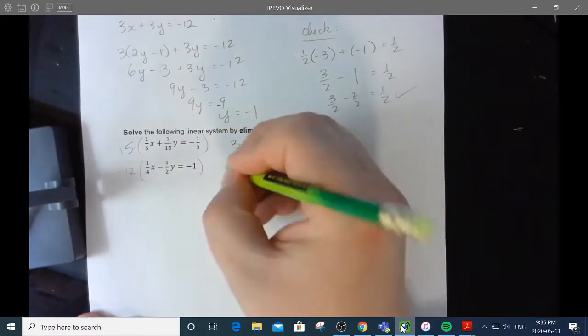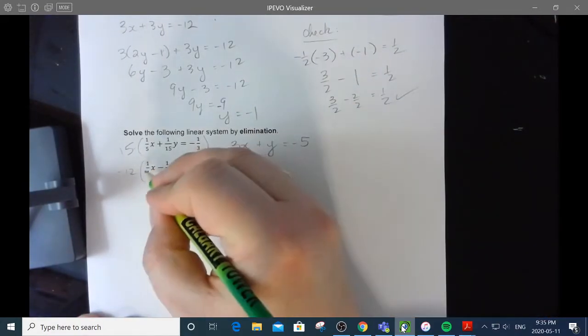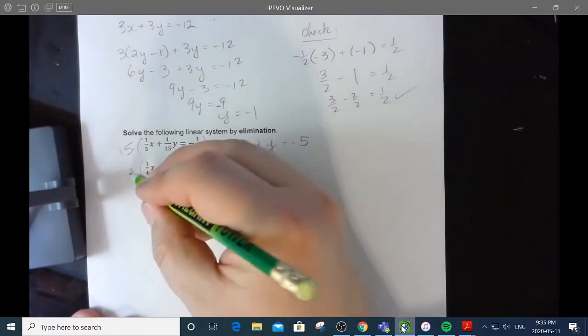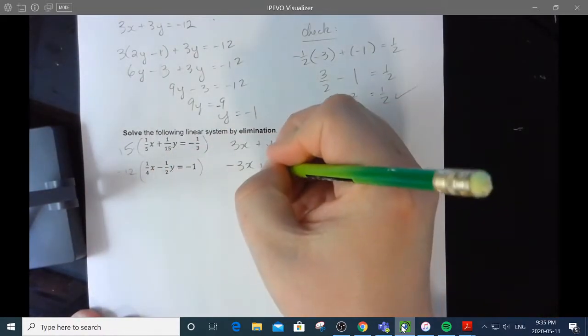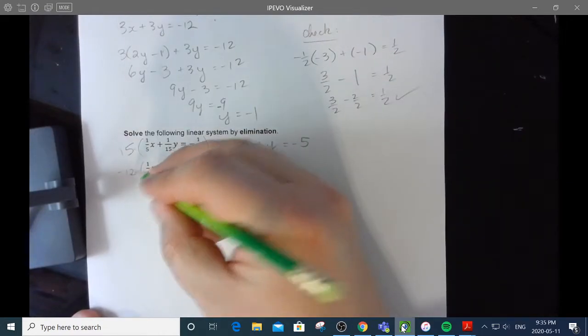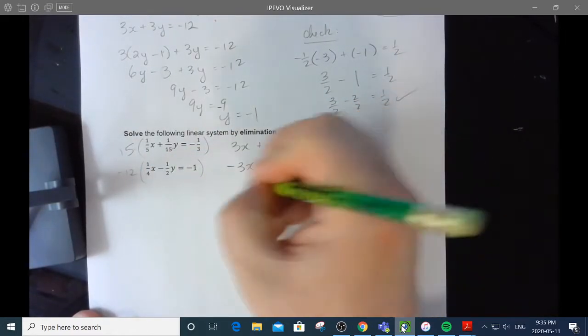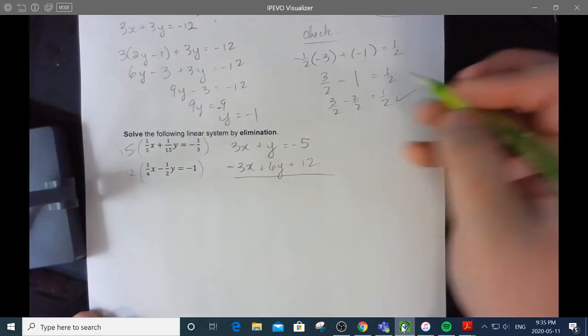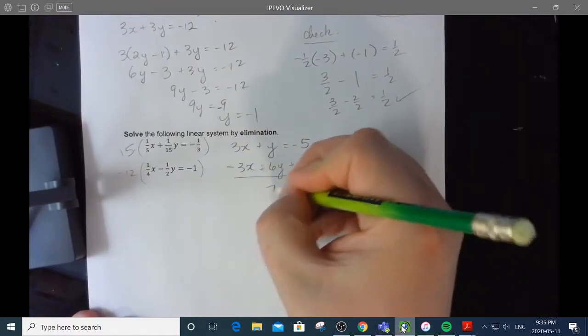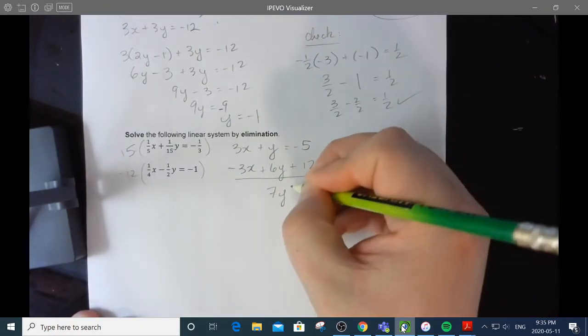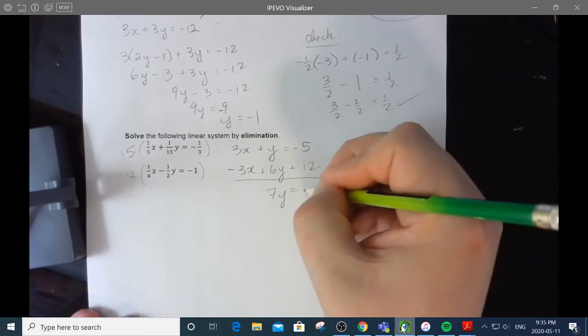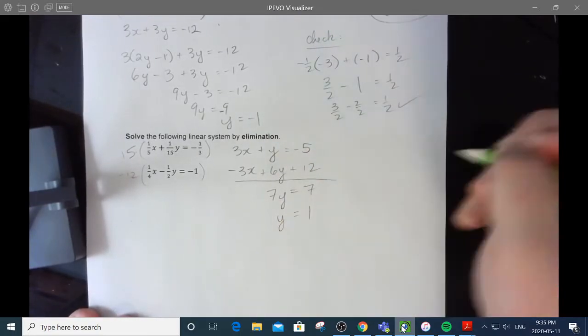Negative 12 times 1/4 is negative 3, because 4 goes into 12 3 times. And then negative 12 times negative 1/2 is plus 6y. And negative 12 times negative 1 is plus 12. Do you see now why I chose negative 12? Because now I can just add those equations together, and look at how easy that was. And then 12 minus 5 is 7, so y is equal to 1.